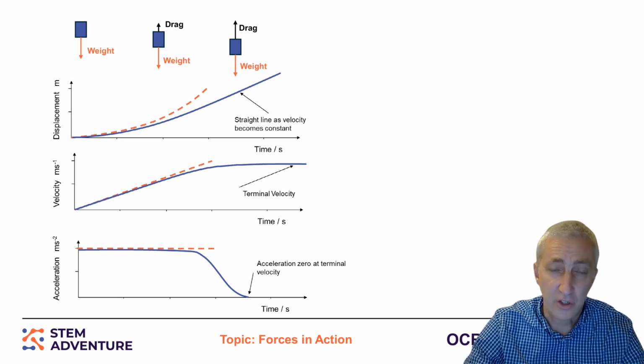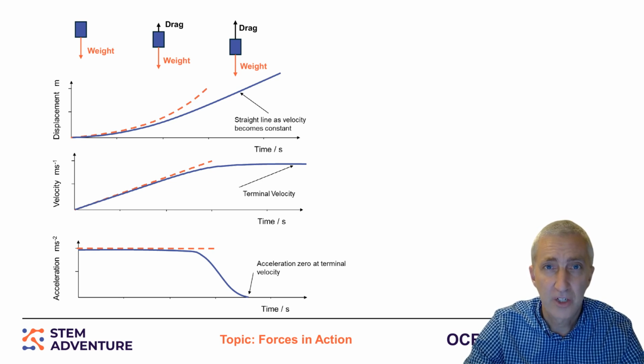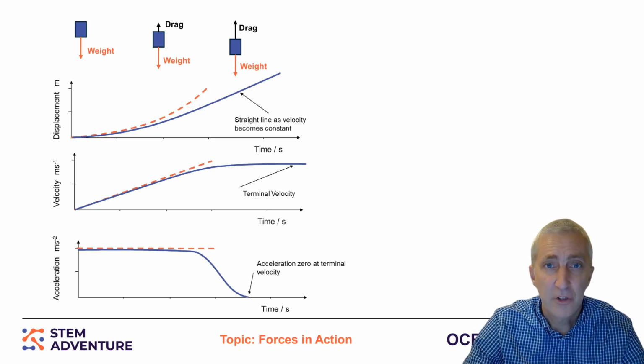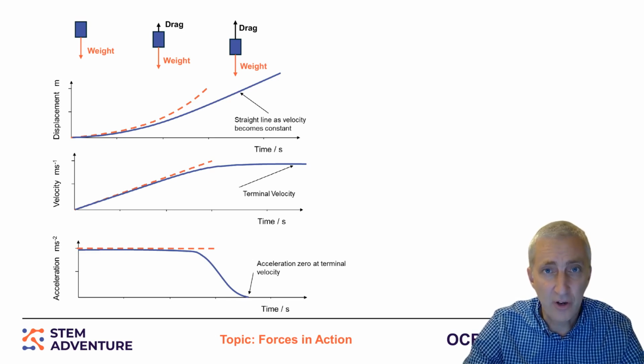Another typical situation where you will be asked about the effects of forces is for objects falling under the influence of gravity and air resistance. Here we need to remember, as an object falls, the force of gravity on the object, the weight, remains constant, but the drag, air resistance, increases as the object falls. As the drag increases, the resultant force reduces, so the acceleration reduces and the increase in the velocity decreases.